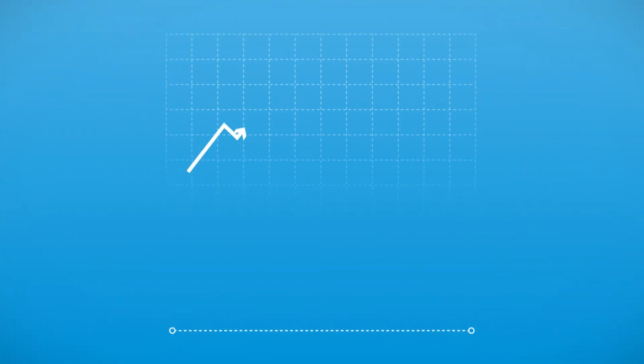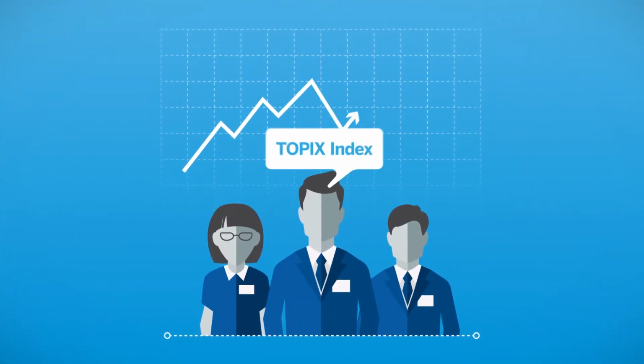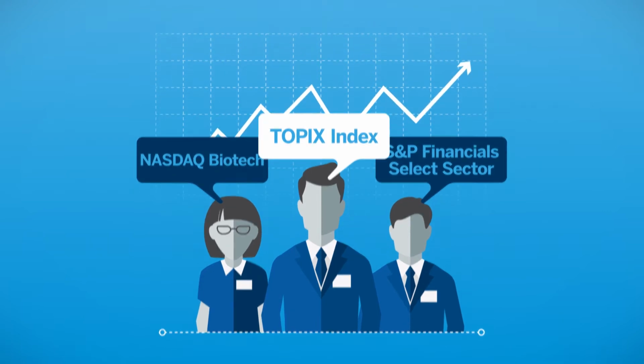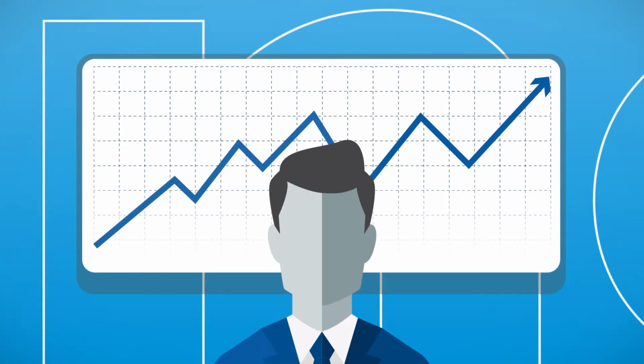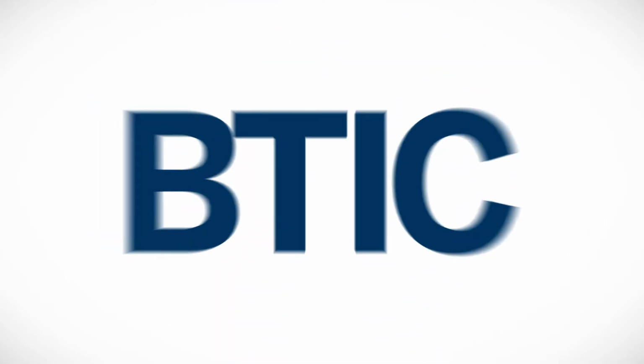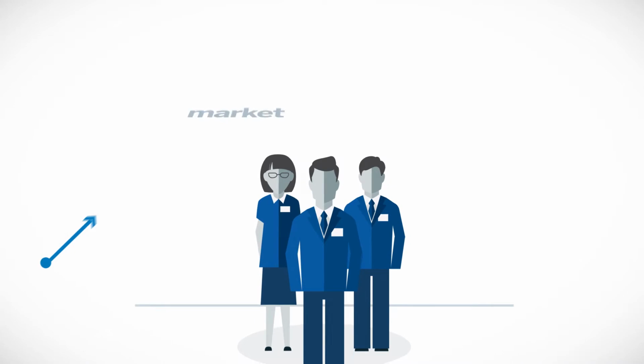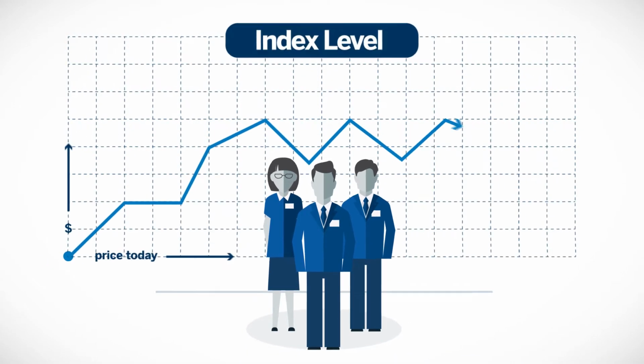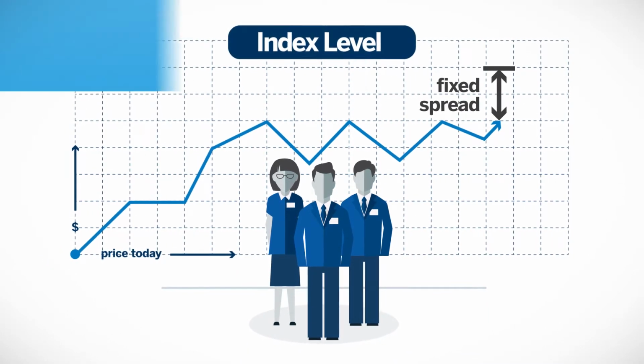Many investors in equity index products use the official closing index level as their benchmark for trading. But when trading futures, how could you execute against the closing index price? The basis trade at index close, or BTIC, solves this problem by allowing market participants to trade futures at a fixed spread to the closing underlying index level.